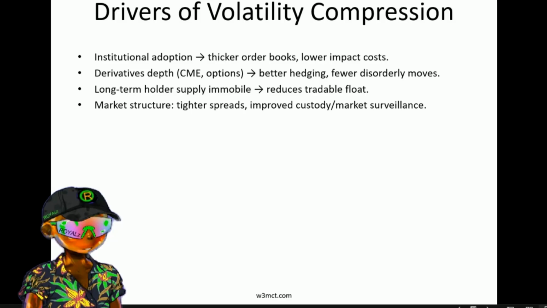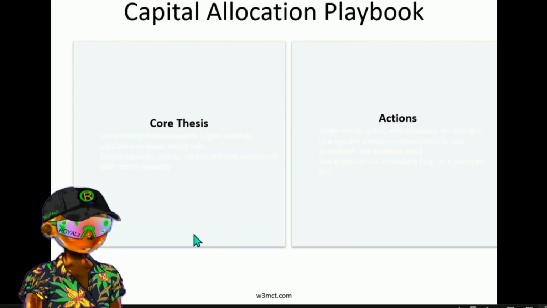So now the derivatives path, right, from the CME and options, this is better hedging, fewer disorderly moves. We have long-term holder supply that's immobile. It's reduced and tradable float. And the market structure, right? We're getting tighter spreads, improved custody, and market surveillance. Now, how well will this work out? We'll see.